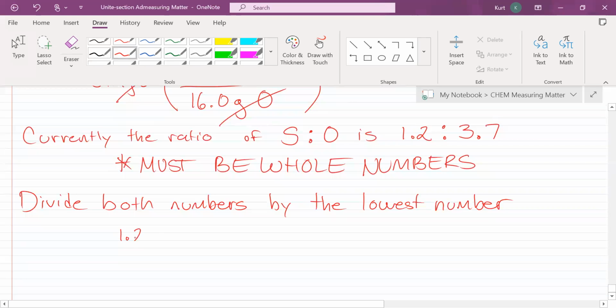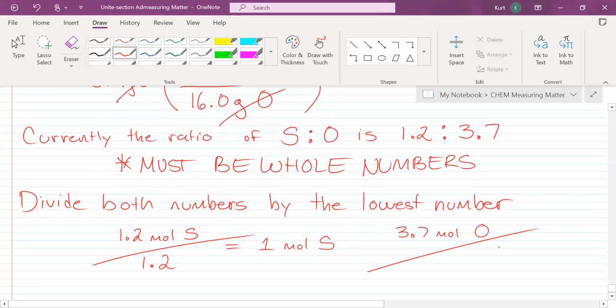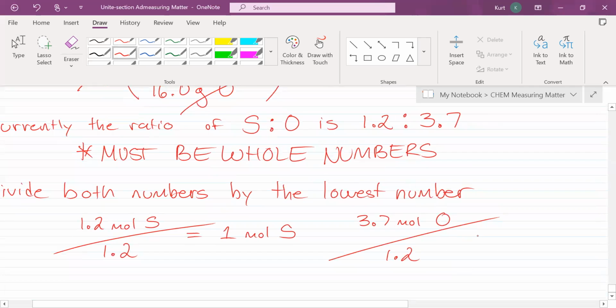So what is 1.2 moles of sulfur divided by 1.2? That will equal 1 mole of sulfur. And what is 3.7 moles of oxygen divided by 1.2? That's going to be 3. Yeah, that'll do.